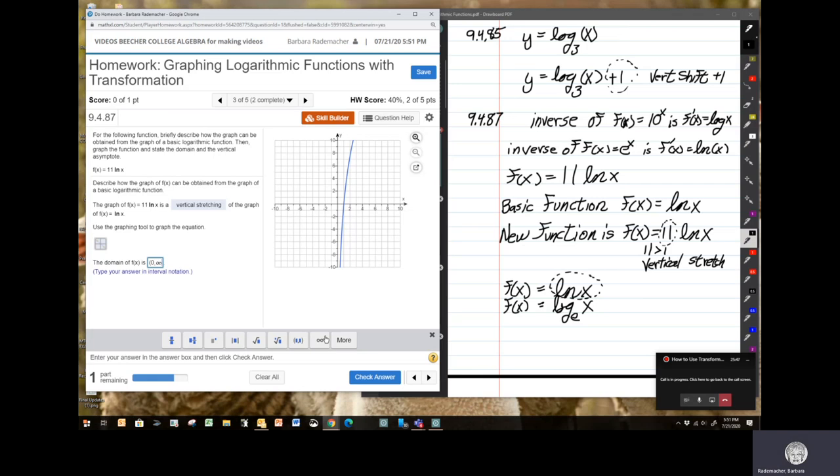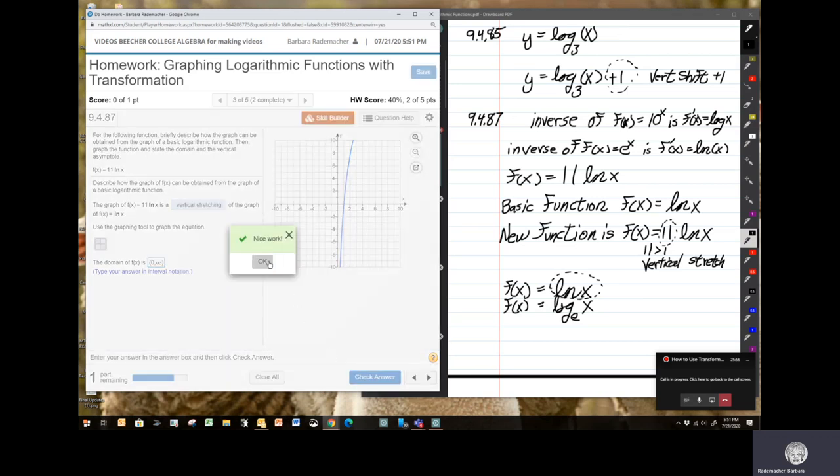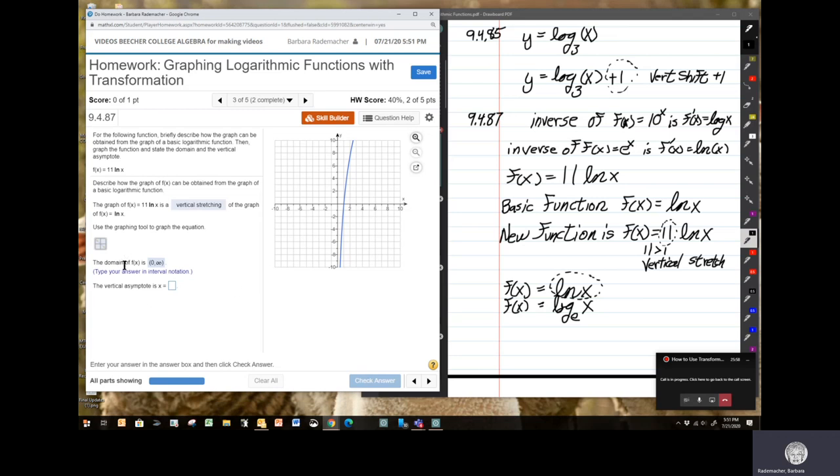Sounds like the title of a book. And let's check the answer. Now, when we're talking about domain, we're talking about the x-axis, horizontal. So, like I said, this goes up, up, up, and over to the right. That's where the positive infinity comes from in the domain.